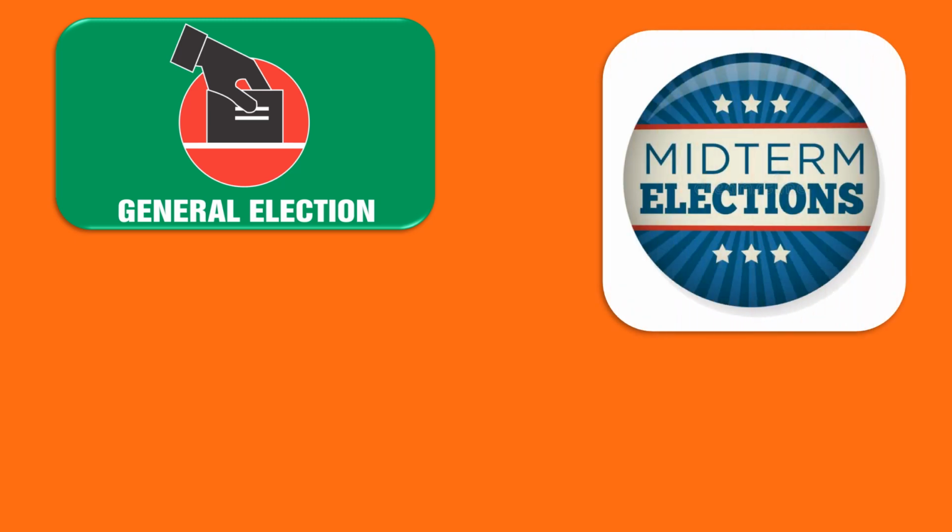Mid-term elections. When the government has been formed with the support of other parties, and if one of the parties withdraws its support, then the party becomes a minority, resulting in the loss of majority support for the government. And if no alternative government is possible, then elections are held before the completion of the term. They are called mid-term elections.